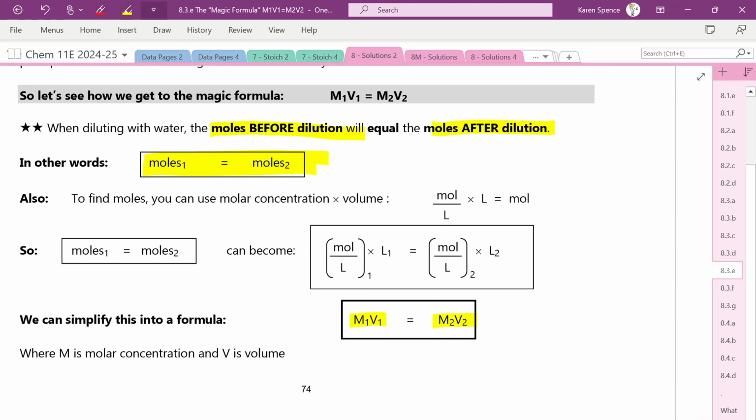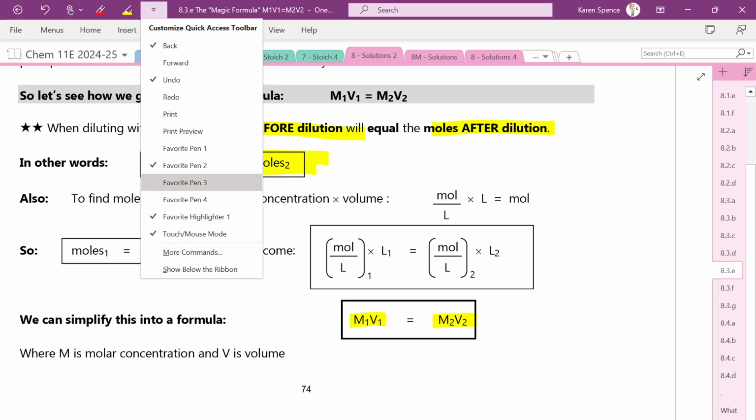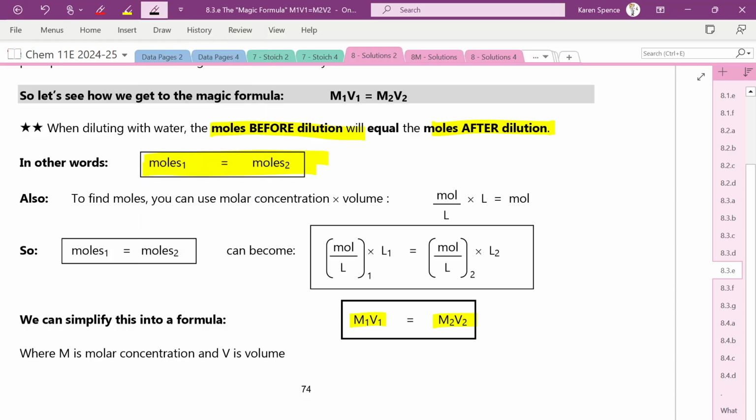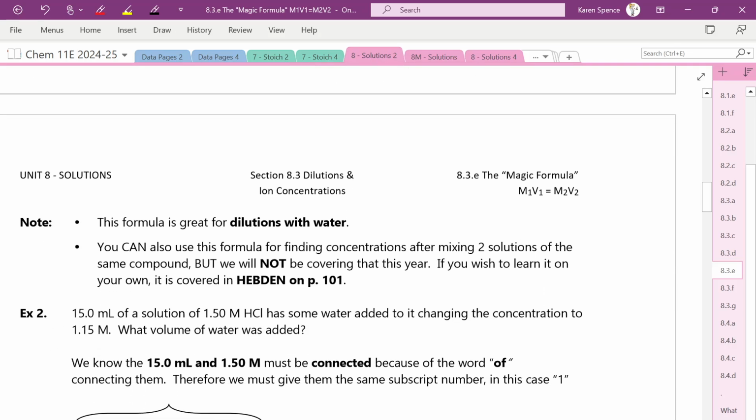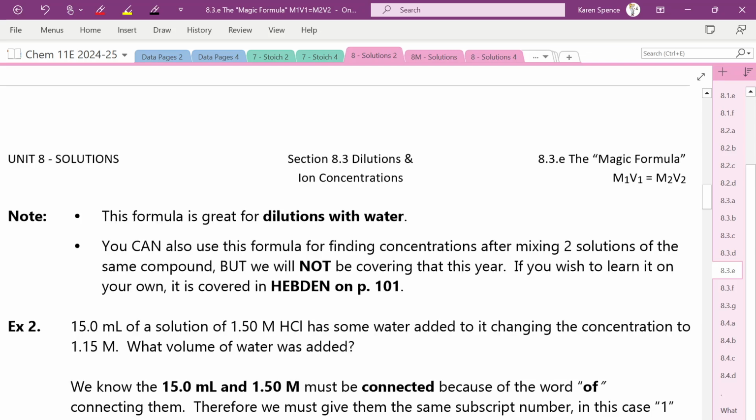You will see if you use Hebden at all, he writes it as C1V1 equals C2V2. What do you think C stands for? Concentration. Okay, so it's the same formula. So if you do like to use Hebden as a source of extra practice problems, you'll just see that he uses that instead. Okay. This is great for dilutions with water.